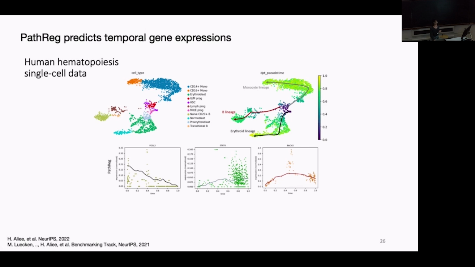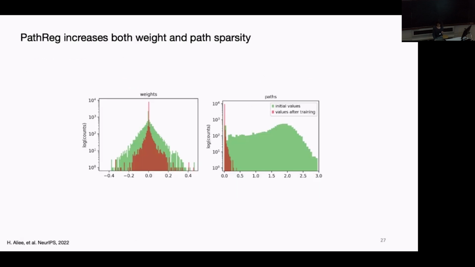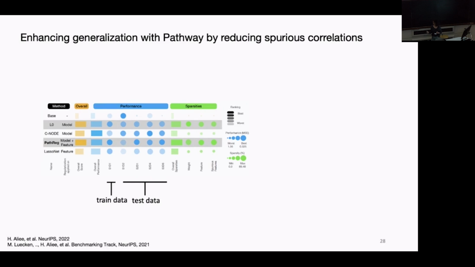But this is not enough for us. There is no causal evidence in these results so far. And looking into the sparsity, we can also see that PASTE-rate could both increase the weight sparsity and also the path sparsity. So it's nice. We are getting a sparse interaction between genes. But what does this mean? Here I'm using 2,000 genes, and this whole network is super massive to look into and digest.